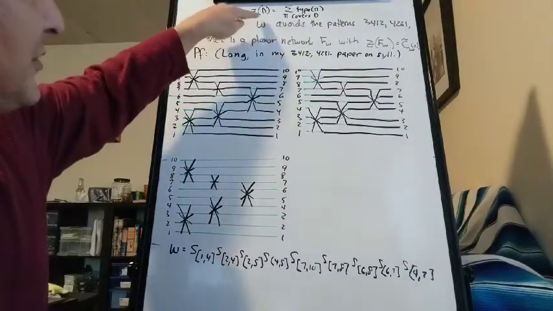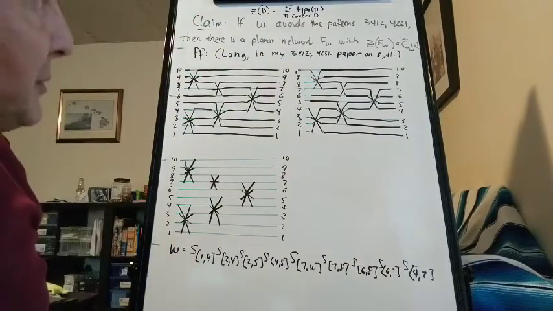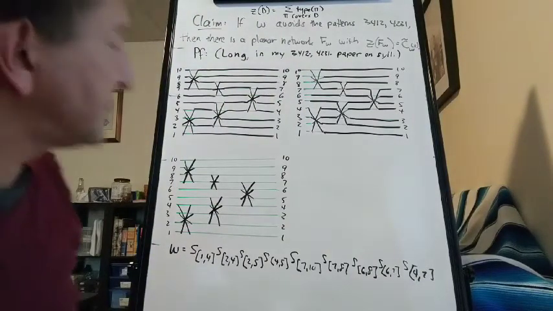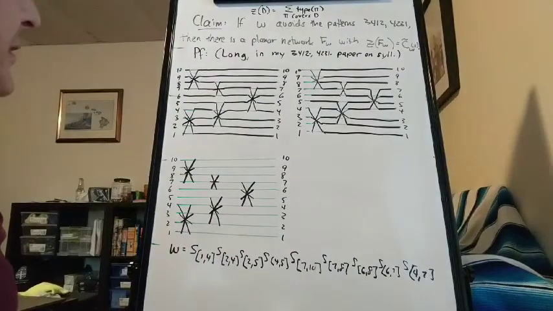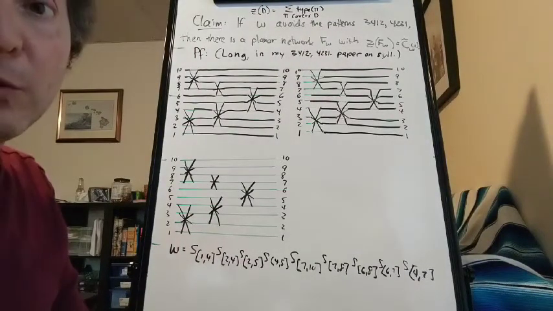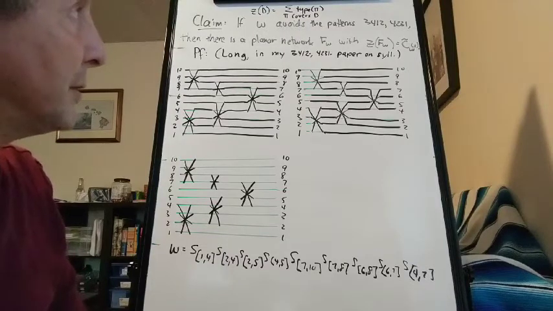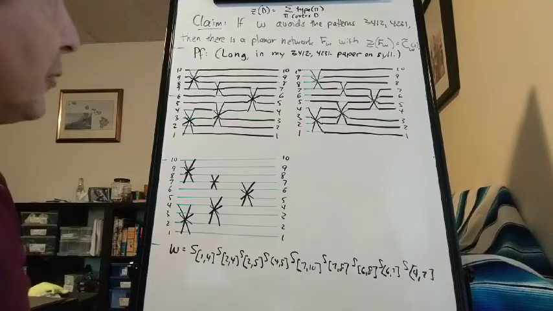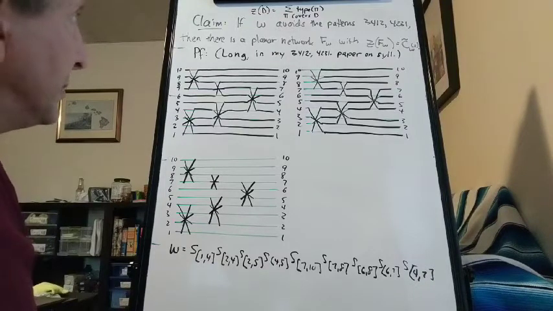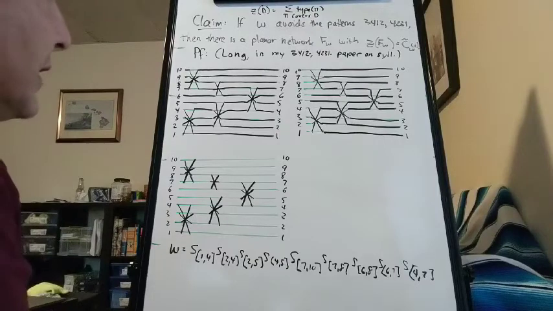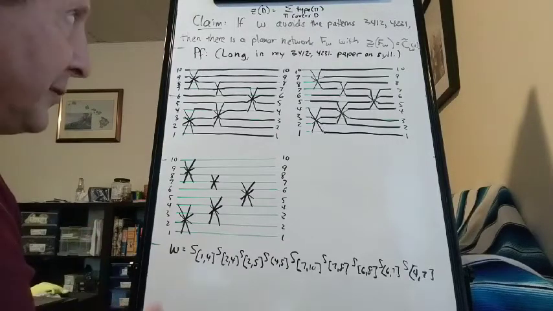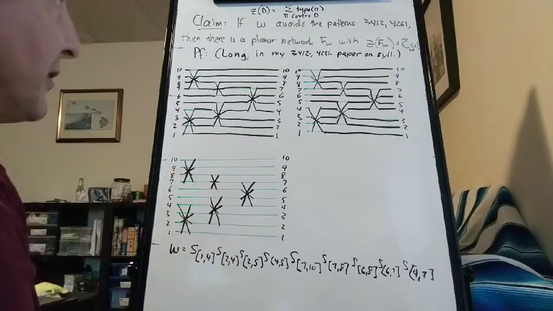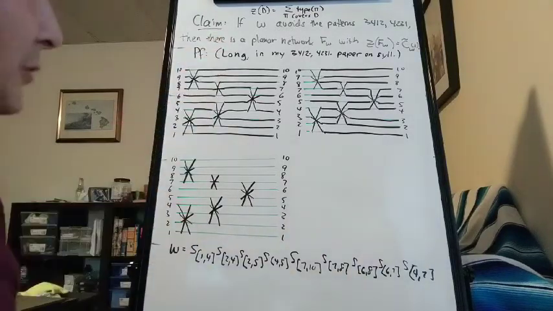Remember, for a planar network D, Z of D is the sum of all types of path families that cover D. My claim is that if W avoids the patterns 3412 and 4231, then there's a planar network that I'm going to call F_W, such that Z of F_W is the Kazhdan-Lusztig basis element indexed by W. The proof of this claim is kind of long. It's mine, but I don't want to bother you with it. It's in my paper on the syllabus that has 3412 and 4231 in the title.